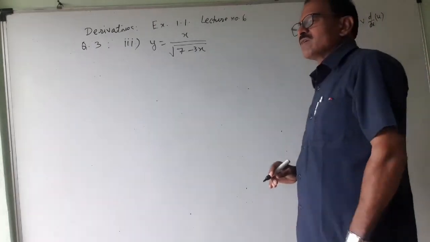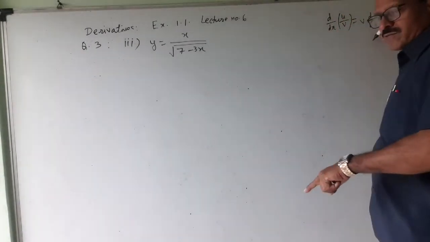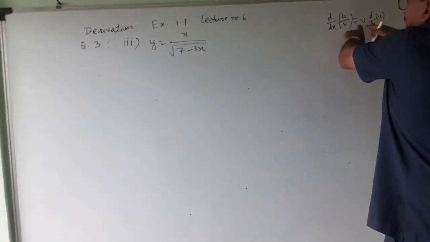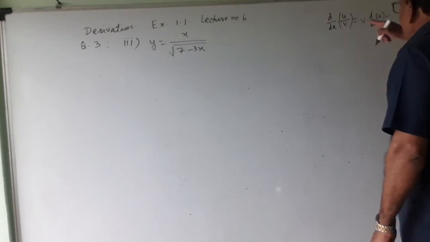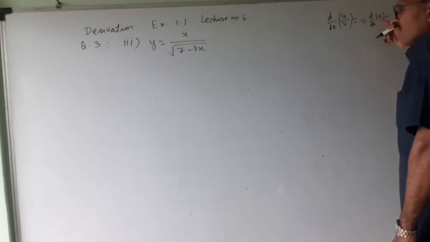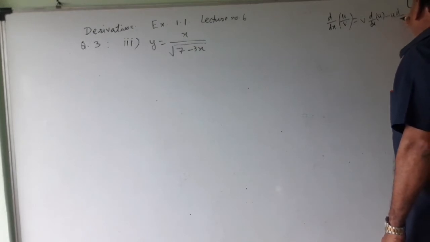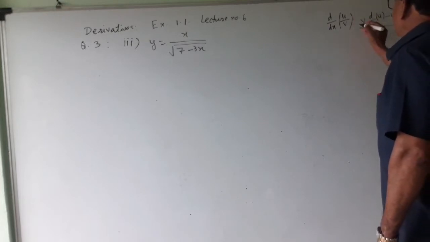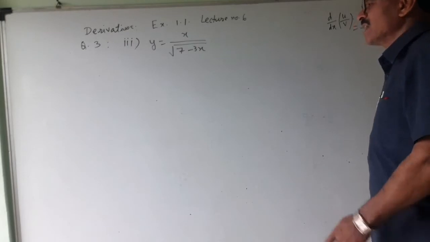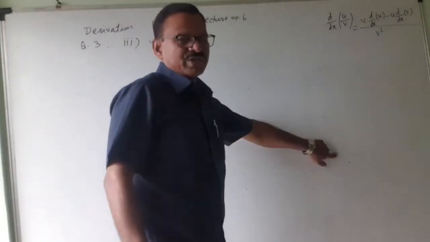So keep this always in mind. U has come first, take him on the chair, and v will be sitting on the behind bench. Minus. Now take v on the chair, this work is over, bring it down, u into d by dx of v, upon v square. For multiplication also remember this sequence, and for division also it will be the same sequence, then it will not be confusing. Okay.